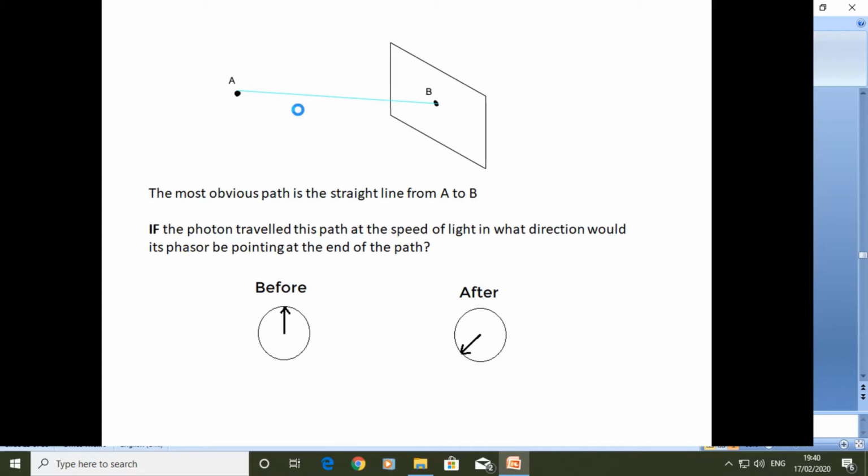Now, the most obvious path is the straight line from A to B. If the photon travelled this straight line path at the speed of light, what we can do is work out the direction that the phasor would be pointing at the end of the path. At A, our phasor is pointing upwards, our phasor whizzes round and round and round, and when it arrives at B, it'll be pointing in some other direction, probably, before and after.